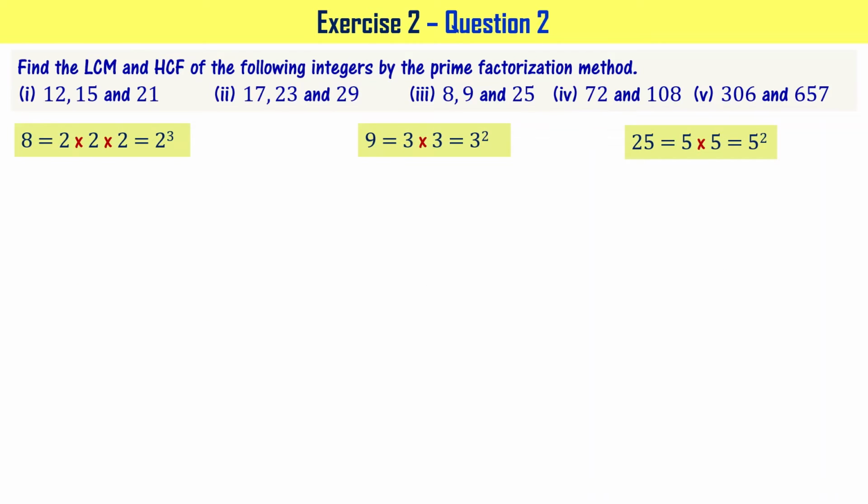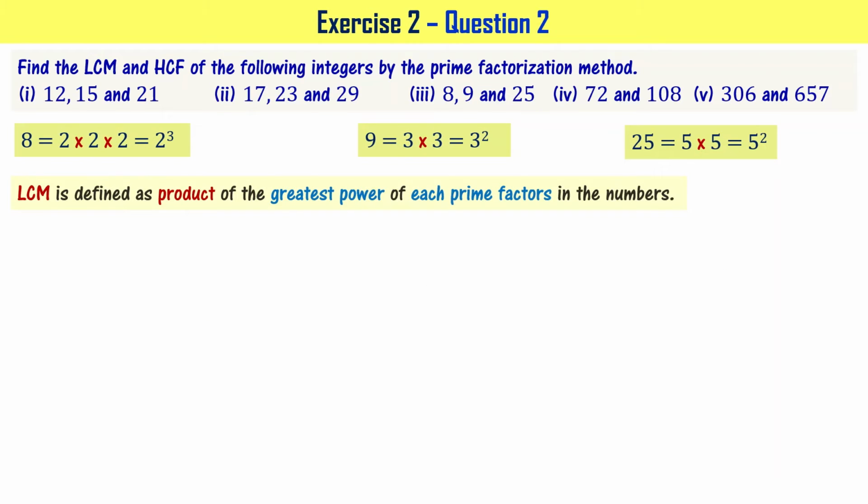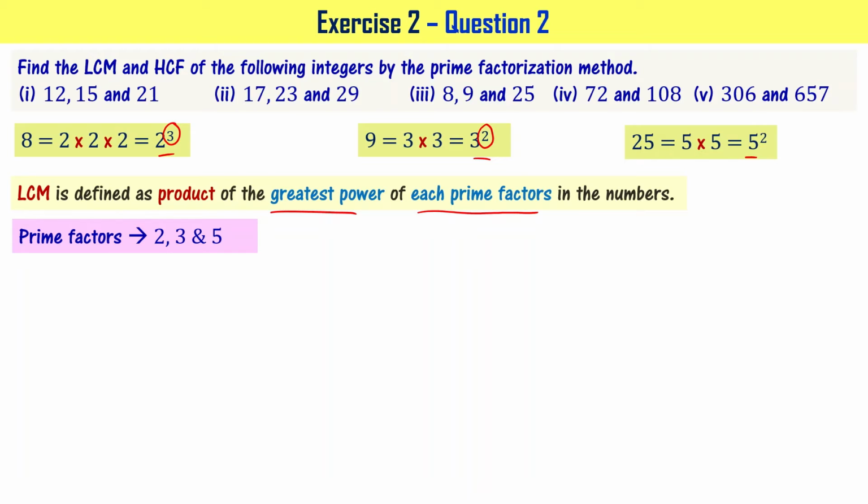And we have seen the definition of LCM. It is the product of greatest power of each prime factors in the numbers. What are the prime factors? Number 2, number 3, and number 5. Right? What are their greatest powers? We have to see. Greatest power is 3 for number 2, 2 for number 3, and 2 for number 5. Right? Let's write that.